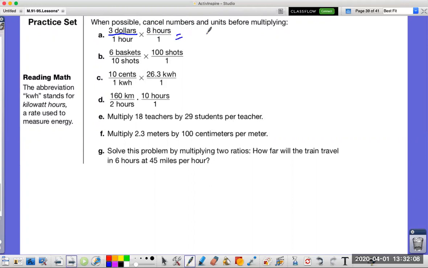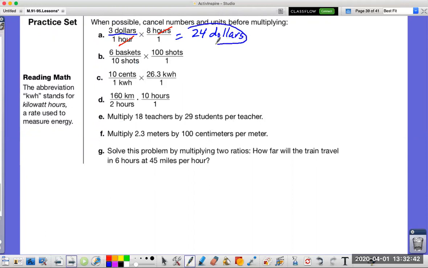Well, let's just rewrite this. Well, let me cancel this out. Use my red color for that. So hours cancels out. And then all I'm left with in the numerator is $3 times 8 with nothing here and 1 times 1 down here. So in the end, my final answer should just be 3 times 8, which is 24. And then the label is dollars. So I'm just going to write dollars.